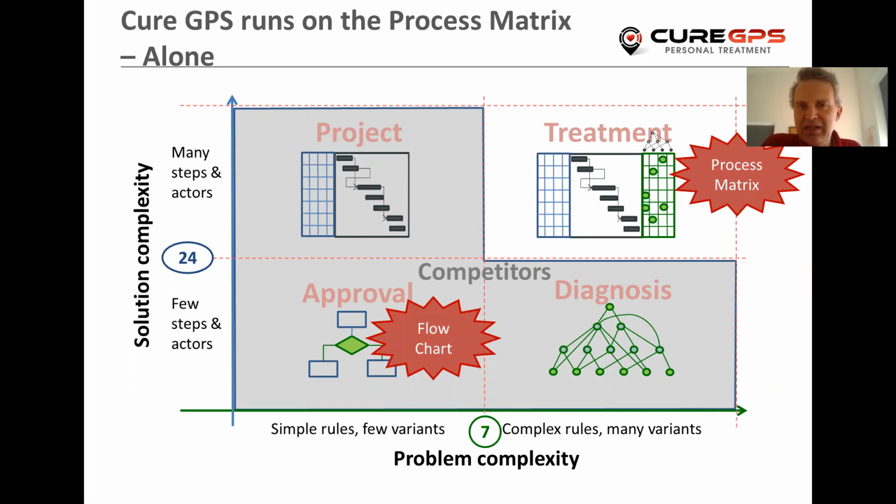A major example is Watson. IBM Watson is a diagnosis tool which is quite good at what it does, but it doesn't do the planning of the treatment and updating of the treatment as you go. That is what we do, and that is what the process matrix does, and that is what only we do.